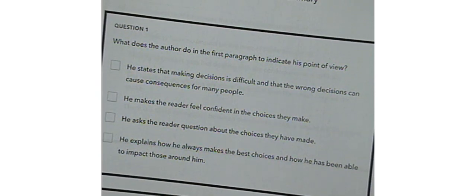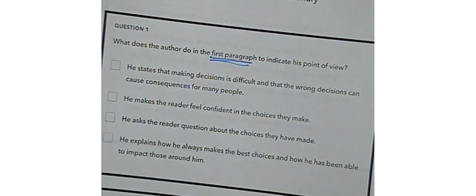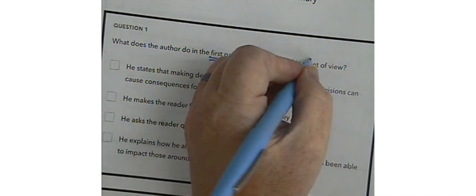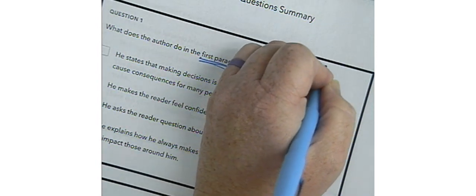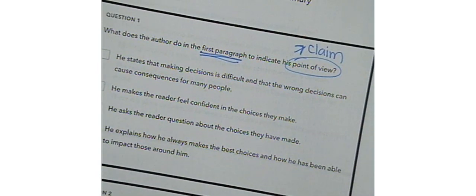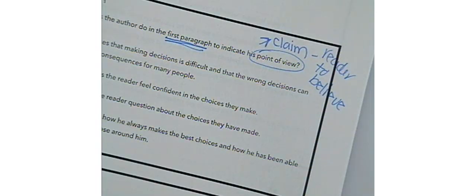Okay, so the first question says, what does the author do in the first paragraph to indicate his point of view? Although you have just read this text, you will need to go back to the first paragraph, and you need to know that a point of view is the same thing as the author's claim, and you'll see this word later. So what are they trying to argue? What do they want the reader to believe, even if the reader disagrees with it?